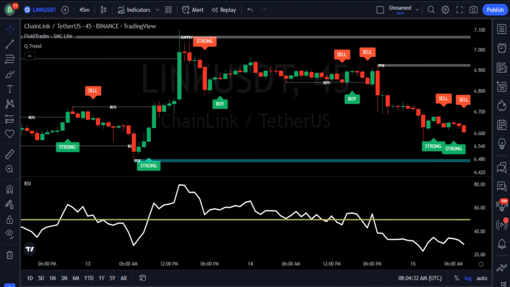This Q Trend Indicator is the tool we will be using for our buy and sell signals. The indicator has both the buy signal and the strong buy signal. The same thing happens to the sell signals, but the strong signals appear majorly at the supply and demand zones. Like here on the chart.